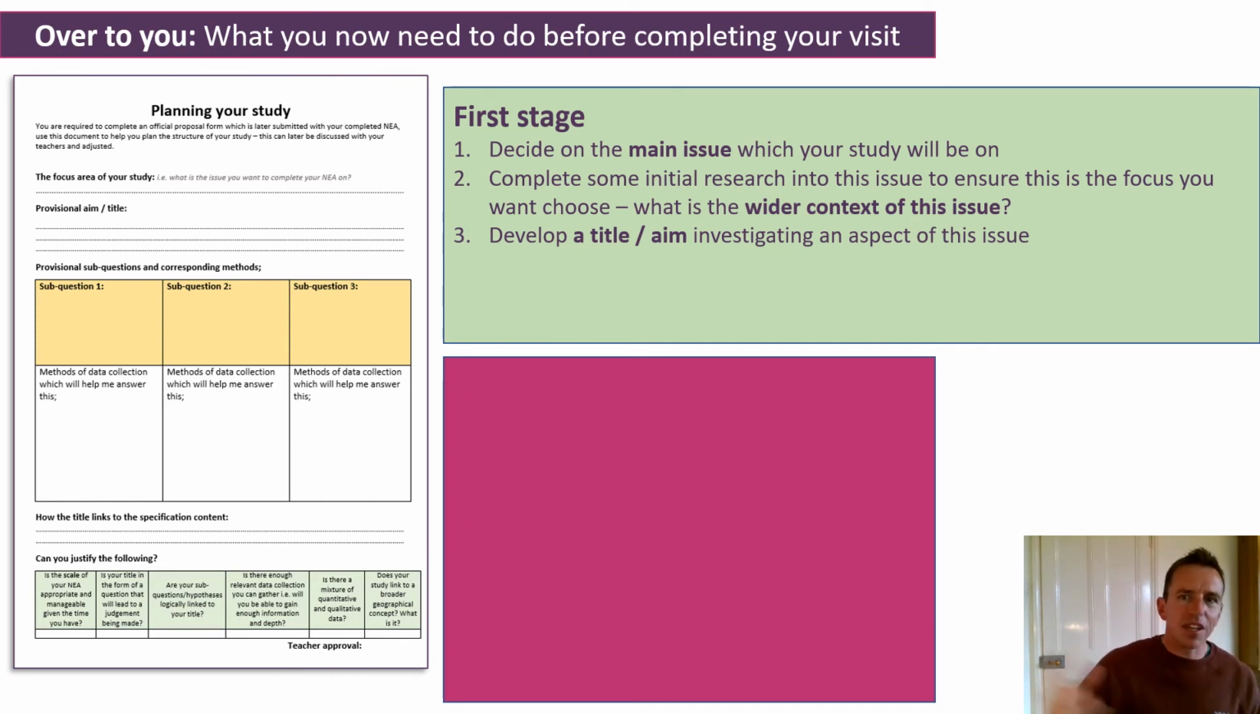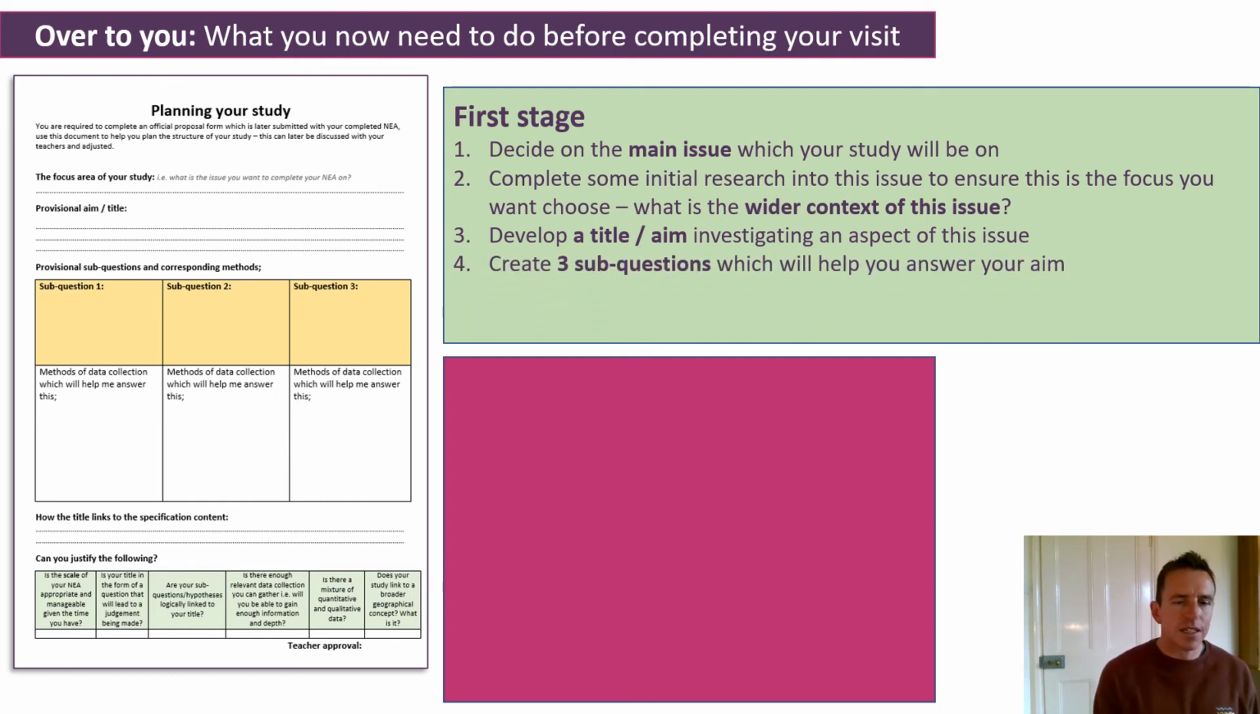It might be that based on what you've learned about Devon and Cornwall, you actually ask a similar question about the impact of second home ownership in Southwold. Is it affecting Southwold in the same way that it's affecting other places that you've read about? So developing a title or an aim is something that I'd perhaps do after you've done a bit more research into your issue. And as I mentioned at the time, this normally works best if you set it as a question. So it's investigating a particular aspect of the issue that you've selected.